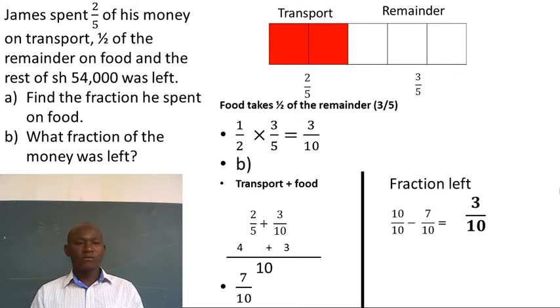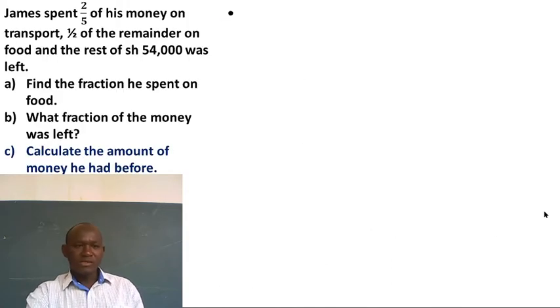Then, what fraction of the money was left? The fraction of the money left was 3 out of 10. Let's go to the last question on that number. Remember, we have answered the first 2 questions: fraction spent on food, fraction left, fraction of the money left.